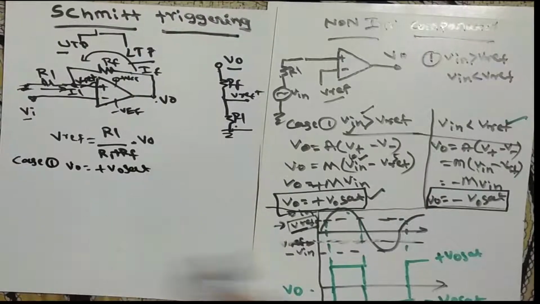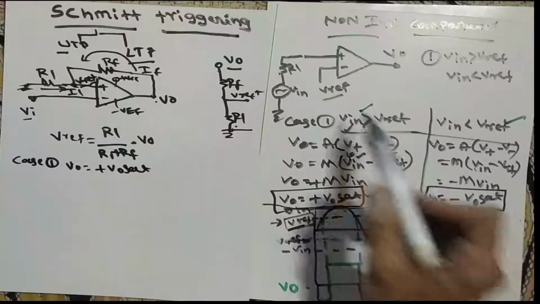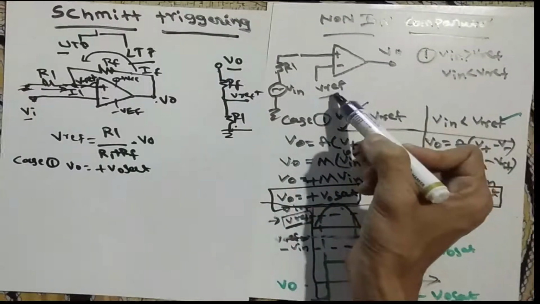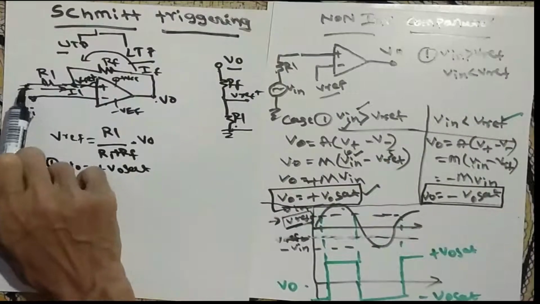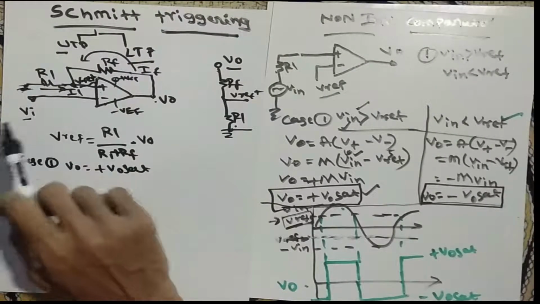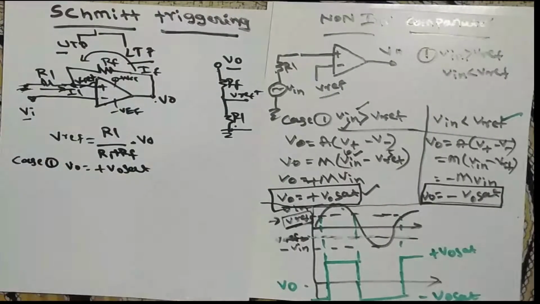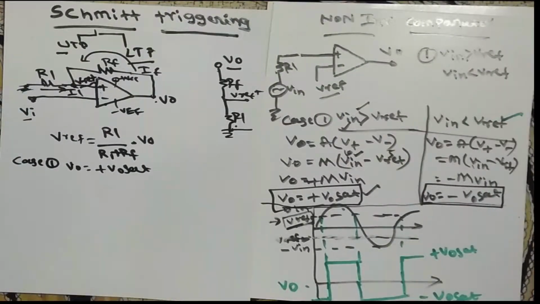That means when it is plus V0 saturation, here V plus and V minus depend. Here we usually take V minus as V reference. So here we are taking the positive point grounded and the negative as Vi. It is actually the nearest operation of inverting. Anyway, here V0 is equal to plus V0 saturation, case 1 if you consider.